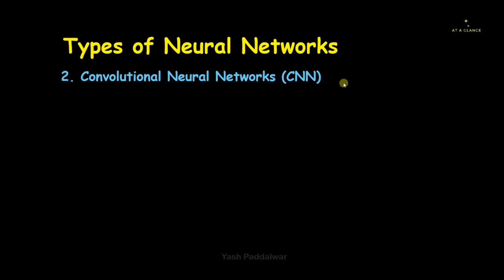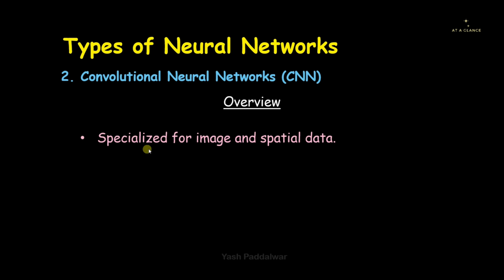The next type of neural network is the convolutional neural network, which is CNN. Let's have an overview of it.